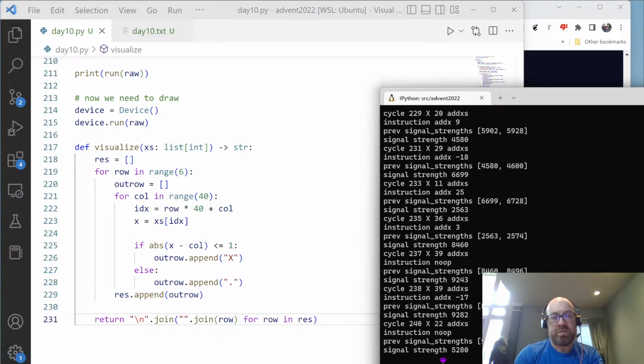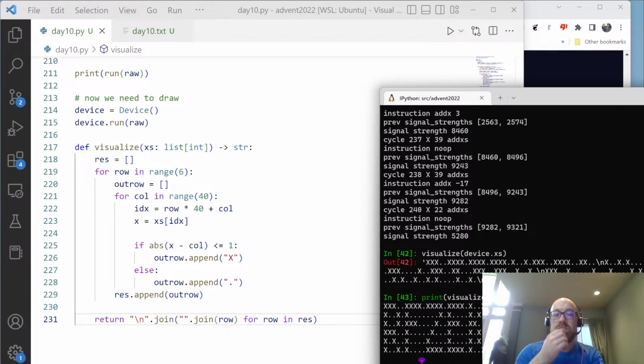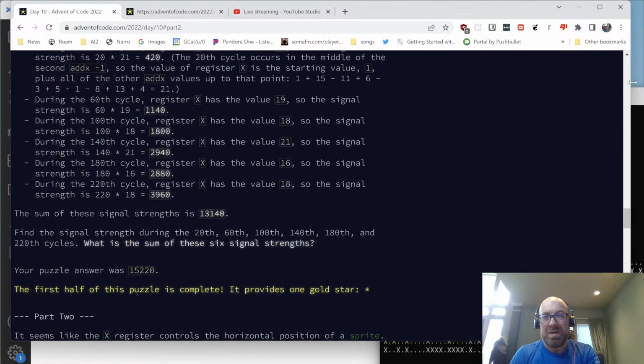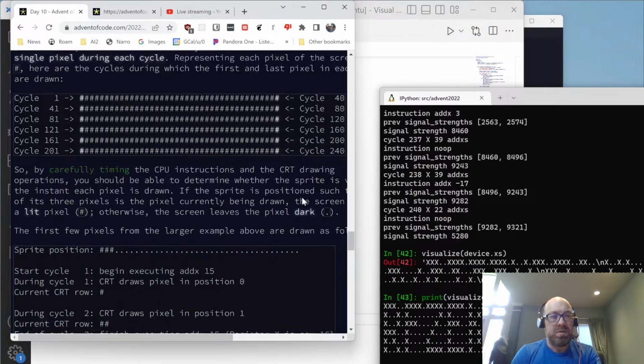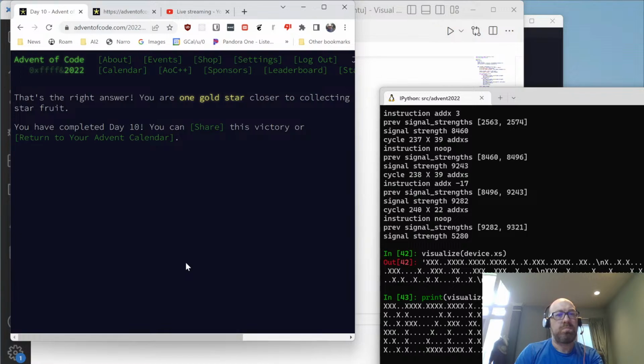Let's see. Visualize device.x's. I don't think this is going to work, but oh wow, it did work. That's somewhat surprising to me. R, F, Z, E, K, B, F, A. Okay, that's the right answer. Okay, good.